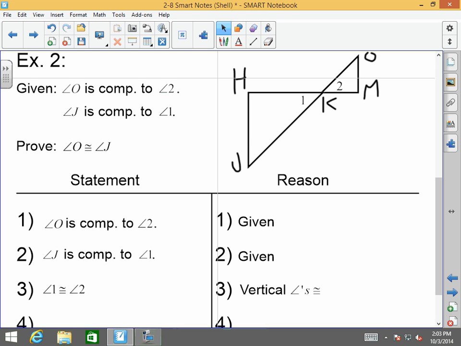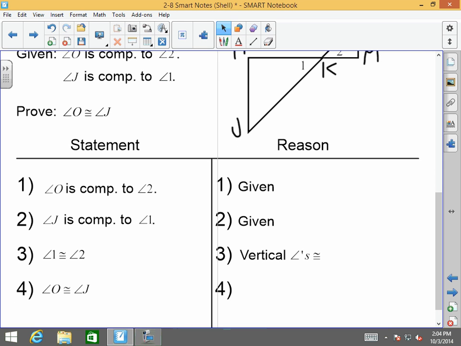They didn't say that O is complementary to 1 and J is complementary to 1. Then that would have proved that O and J are congruent. Here what we said is that angle O is complementary to 2. Angle J is complementary to 1. But now I do know that 1 is congruent to 2 because of vertical angles. So now, how can I prove that O is congruent to J?